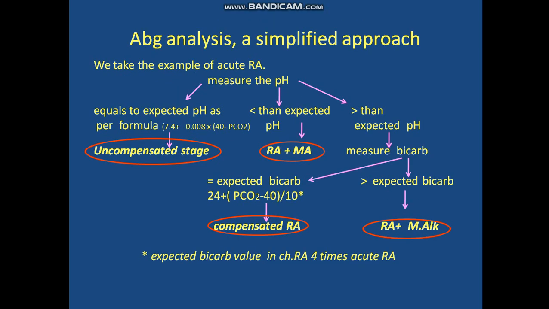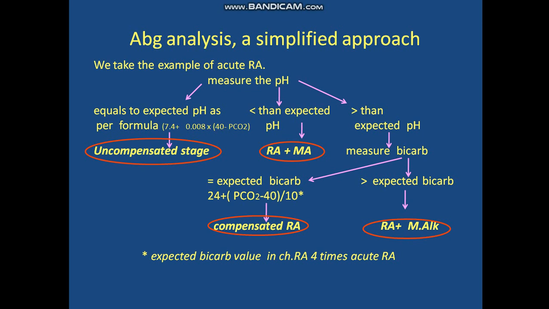ABG analysis in different situations. Now let us take the example of acute respiratory acidosis. First of all, we measure the pH. Now if the measured pH equals the expected pH as per this formula, then it is in the uncompensated stage. If the measured pH is less than the expected pH, then besides the respiratory acidosis, there is another acidosis going on, which is dropping the pH further. So in this case, there is respiratory acidosis along with metabolic acidosis.